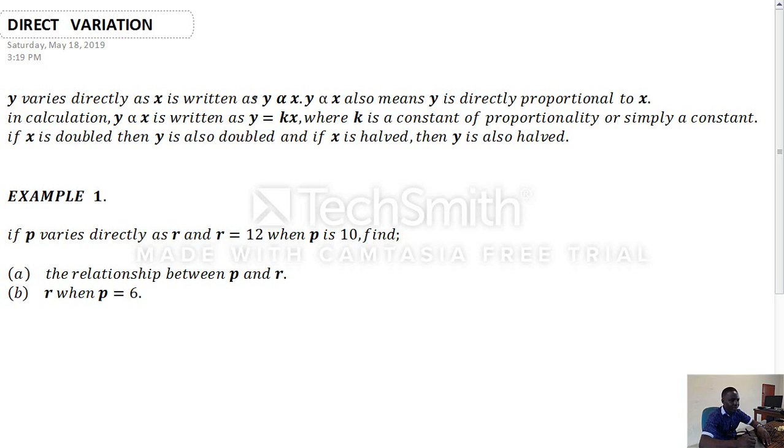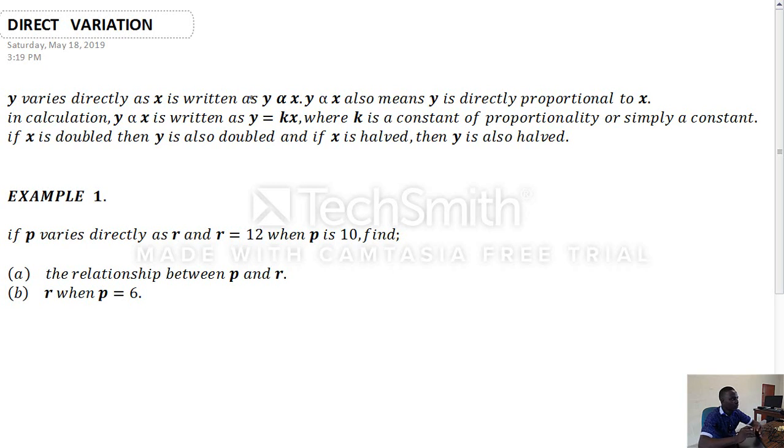We have example 1 on the board: if p varies directly as r, and r is equal to 12 when p is 10, find a, the relationship between p and r, and b, r when p is equal to 6. When you have a problem on direct variation, the first thing you should do is express it in variation form, after which you convert it to an equation, and that will give you the relationship between the two variables.